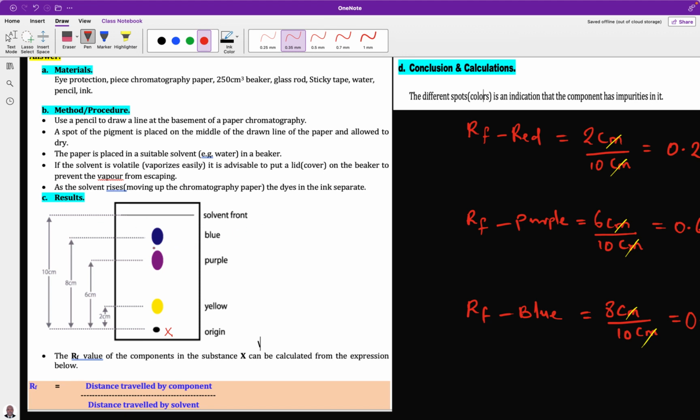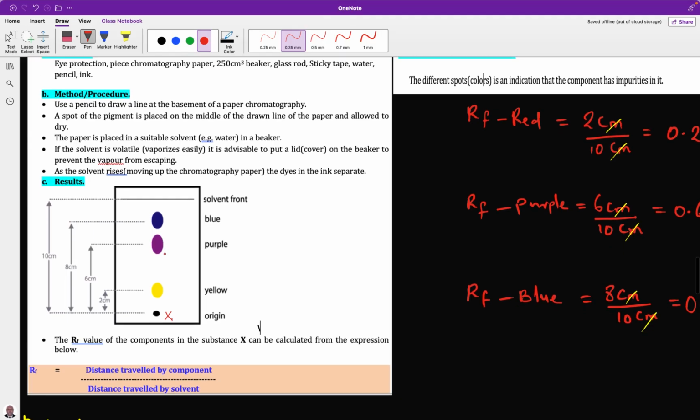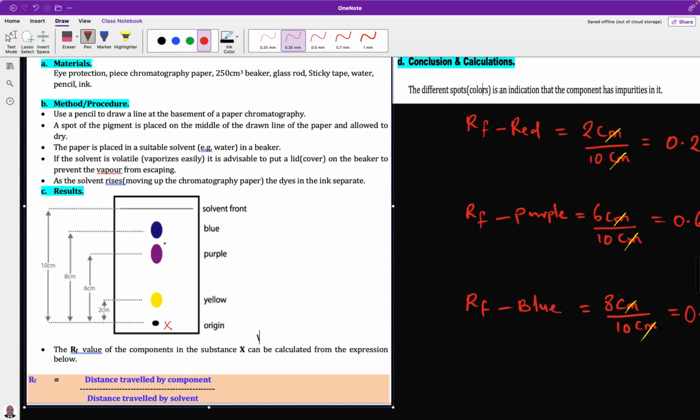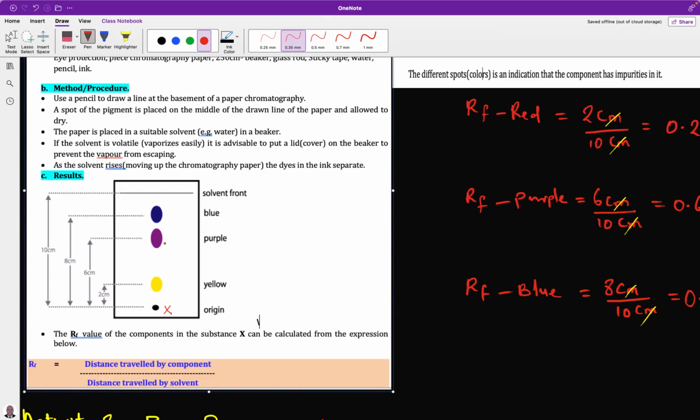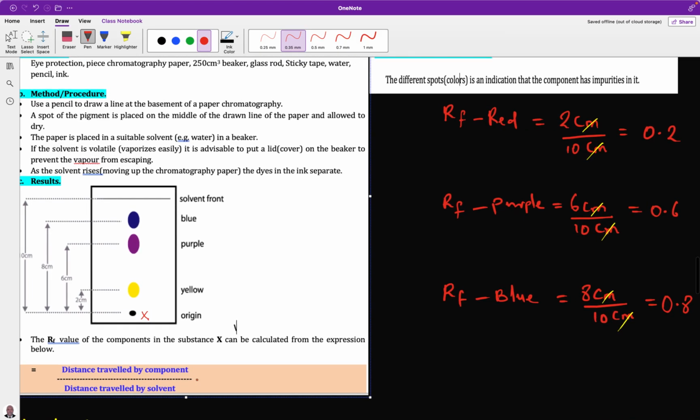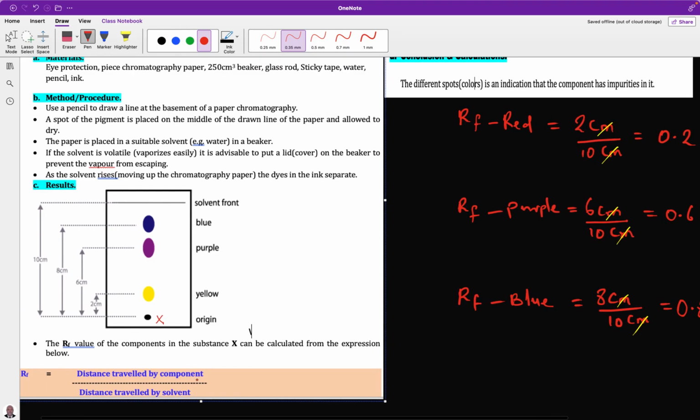Now, we go to our RF value. How do we calculate our RF value, our retention factor value? I said the formula is the distance moved by the component divided by the distance traveled by the solvent. And we came here, we have done what? We have resolved them here.